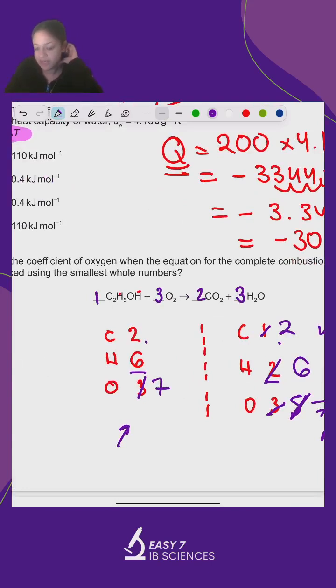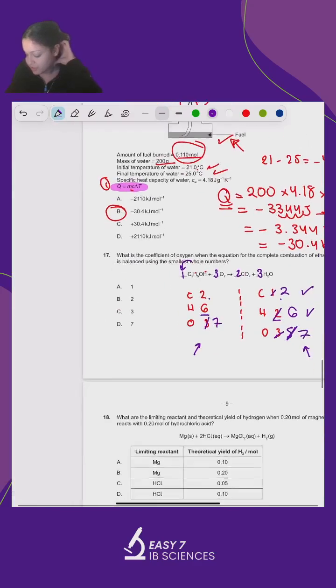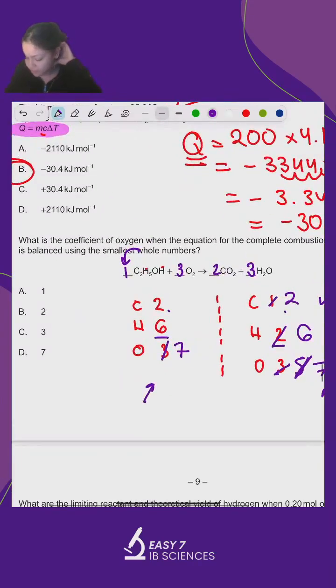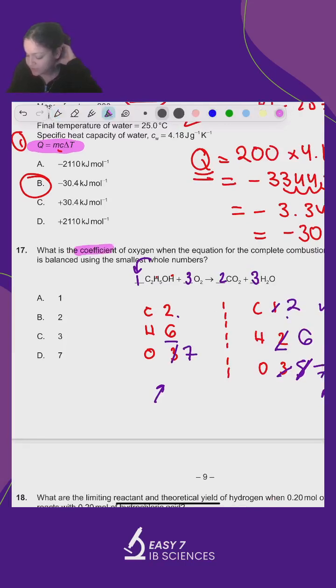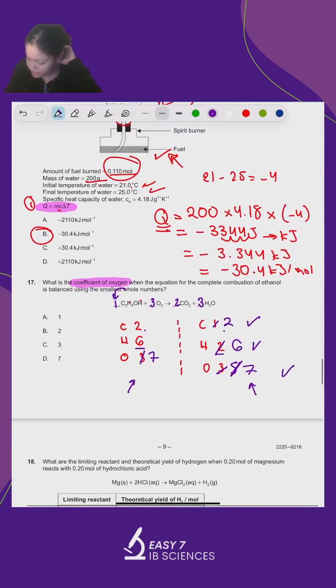A really common IB mistake is people won't count this 1 because they forget to add it. The sum of the whole coefficient is 1 plus 3 plus 2 plus 3. But actually, I've just read the question again, and it's the coefficient of oxygen. And the coefficient of oxygen is 3. So the answer is C.